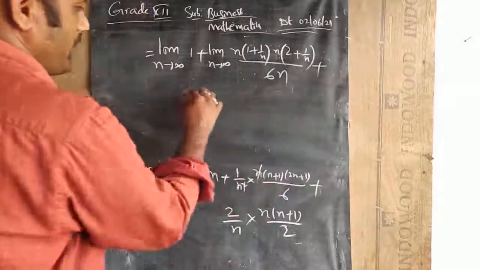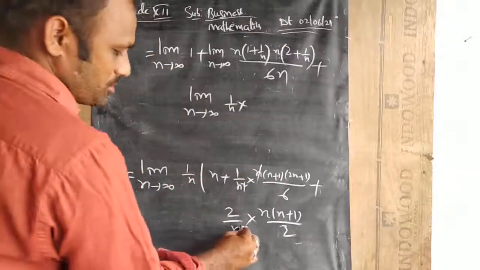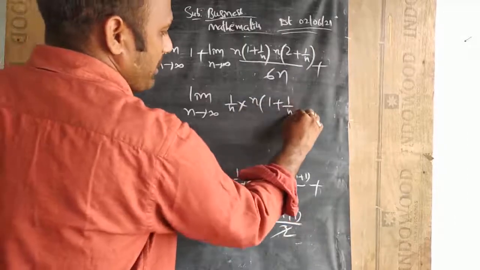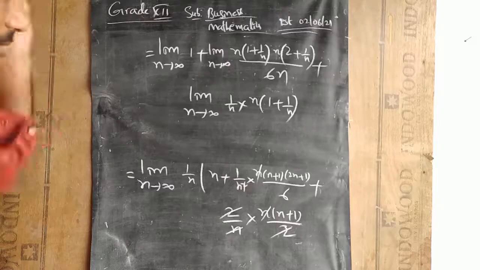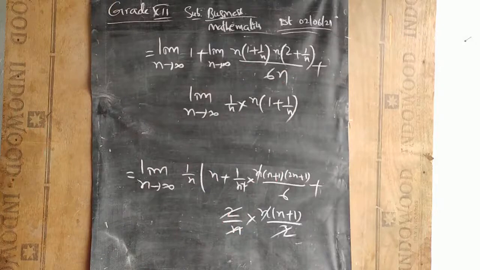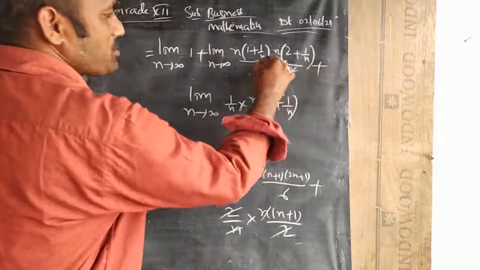Plus limit n tends to infinity, 1 by n into, here also n by n gets cancelled, 2 gets cancelled, so we can take n outside. So what it will become: 1 plus 1 by n. Here n gets cancelled, but actually we have cancelled one n, another one n will be there. So already from outside one, so it will become n square. n square and n square get cancelled.